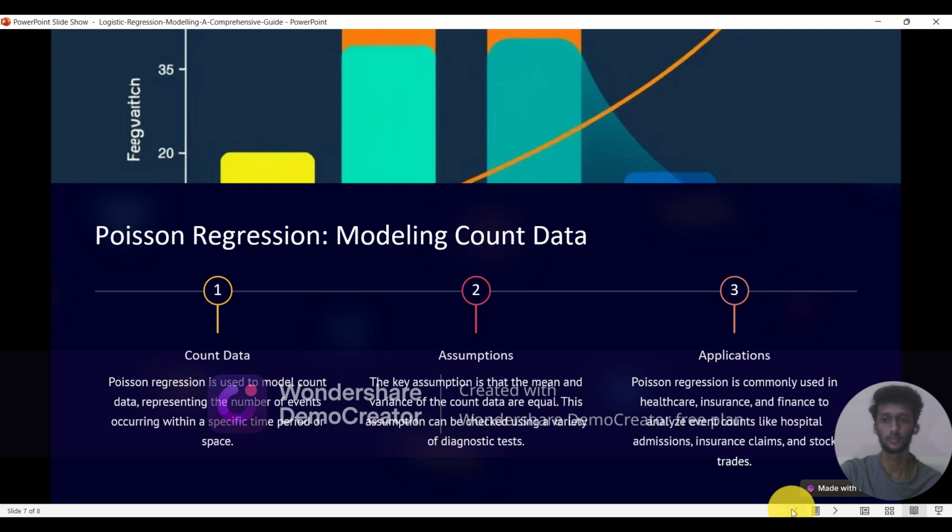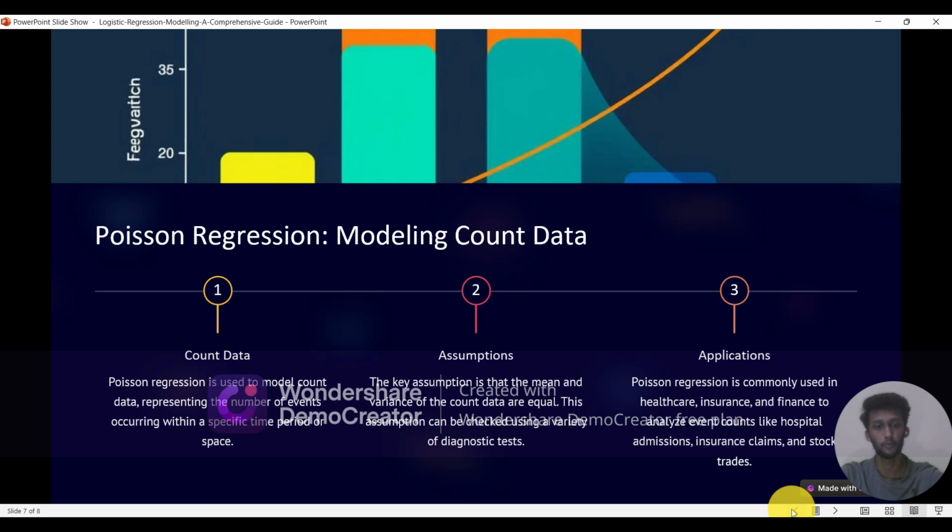Next is Poisson regression, modeling count data. First is count data. Poisson regression is used to model count data representing the number of events occurring within a specific time period or space. Second is the assumption. The key assumption is that the mean and variance of the count data are equal. This assumption can be checked using various diagnostic tests.